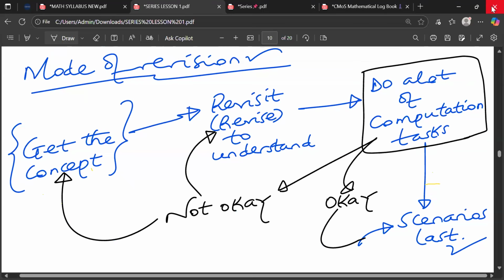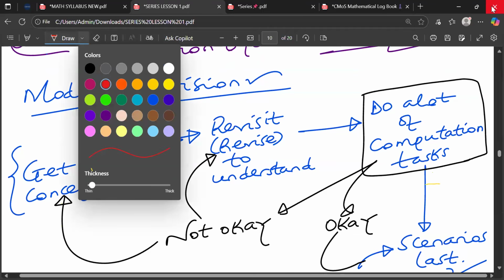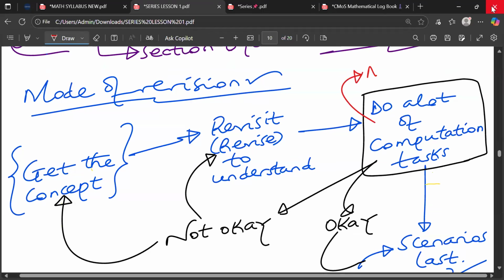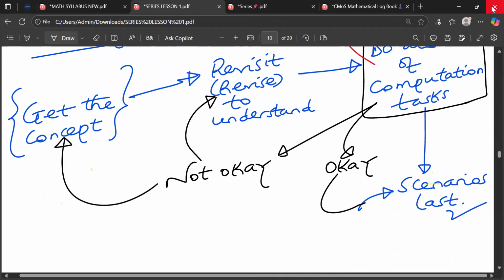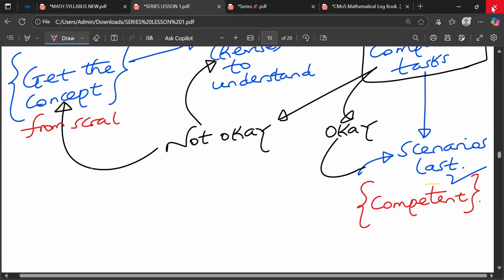Get the concept, revisit it or revise to understand. Then do a lot of computation tasks. When you do a lot of them, you're mastering that concept. Then you can go and do scenarios. These scenarios are now making you what? Competent. But here you're getting the concept from scratch, like right now.